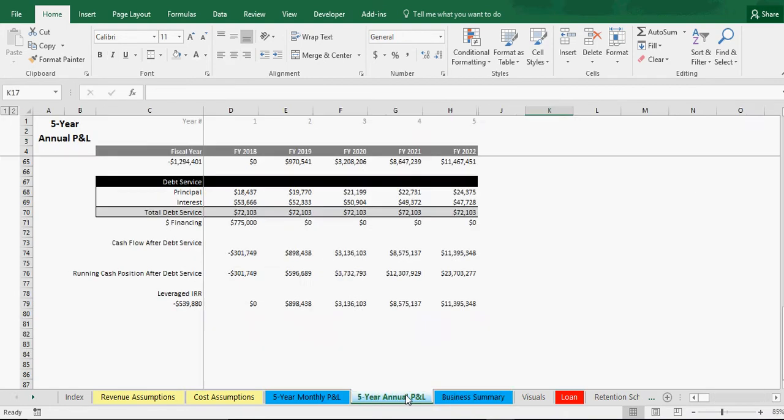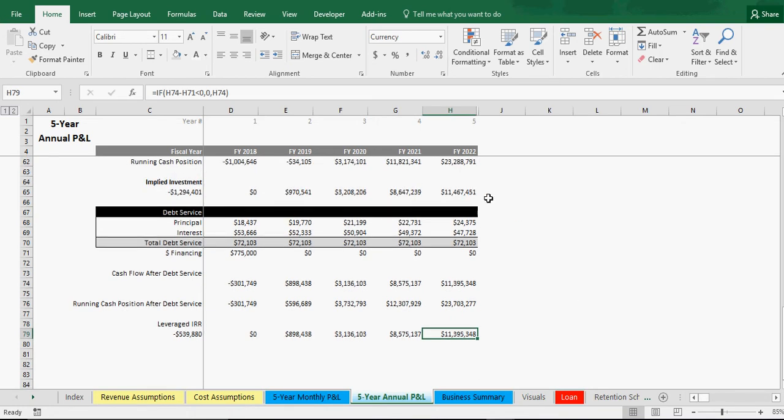And you can see on the annual here, you're getting less. You're only coming to 11.395. Without financing, you're actually getting to 11.467, and that's including the debt service you're paying out. And this is lower because you're paying out debt service, and that's the main reason. 360,000. Let's see what's the difference here.